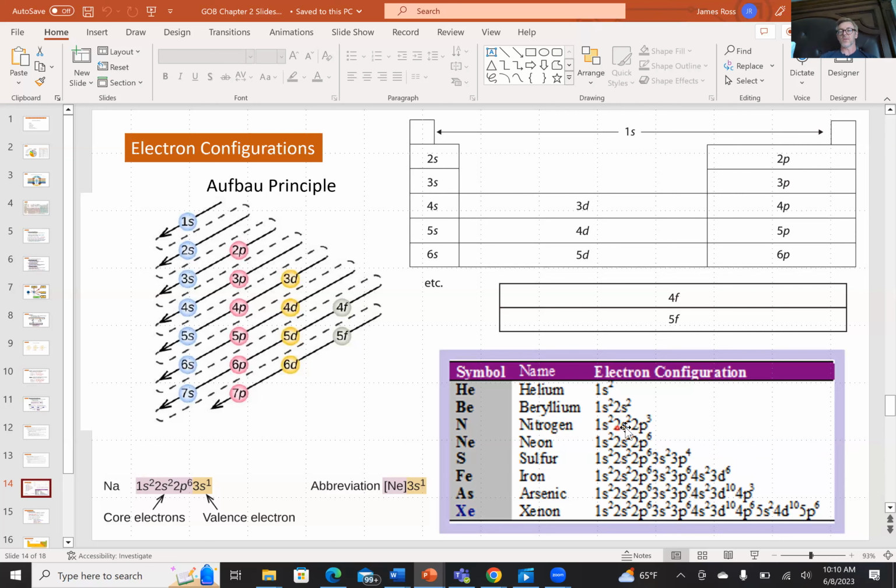Nitrogen is written 1s2, 2s2, 2p3. We have 2 shells, shell 1 and shell 2. Shell 1 has 1 subshell, which is the s subshell. Shell 2 has 2 subshells, s and p. The valence shell of nitrogen is the second shell, shell 2, and it contains 2 subshells, but 5 electrons: 2 in subshell s, 3 in subshell p. This sounds complicated, but you definitely get used to it. And the good news is the periodic table is a reminder of all of this.